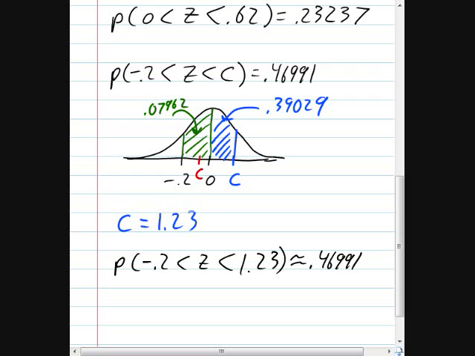At this point, you should pause the video and take some time to read the example in your book, which shows a similar type problem but for a non-standard normal. It also shows you how this information can be used in practice.